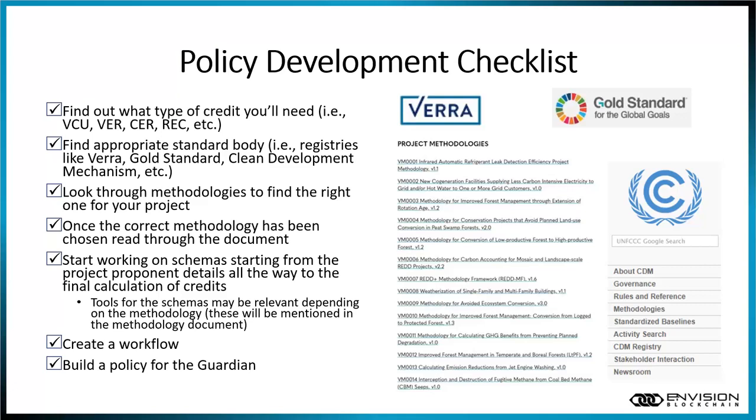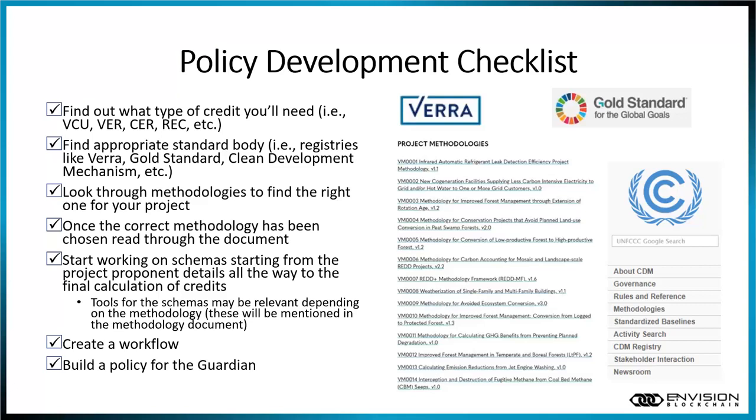Moving on to step 4, this is when you'll open up that methodology document and familiarize yourself with their applicability, the parameters you'll need to source data for, etc. Now you're ready to start a spreadsheet and create your schemas. You're going to want to keep an eye out for external tools you'll need to reference. For example, in VM42, there was a CDM tool that was required in order to calculate a certain parameter.